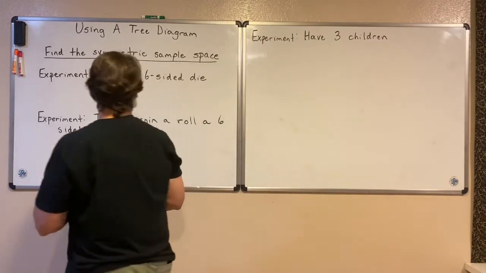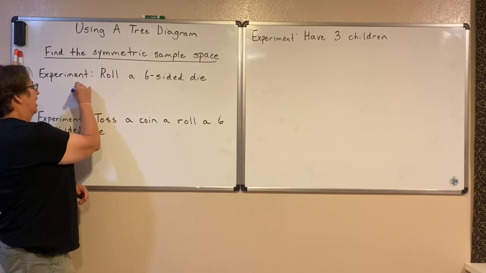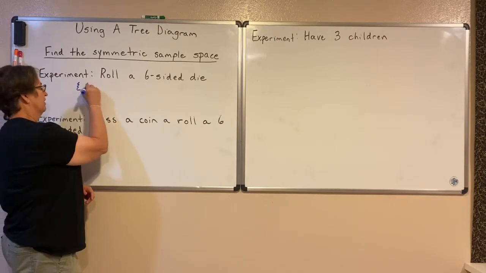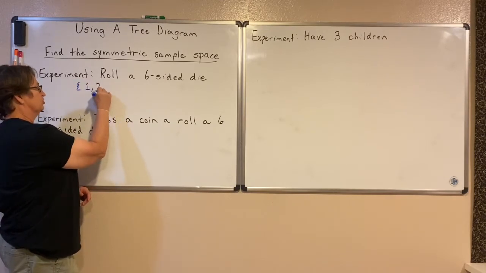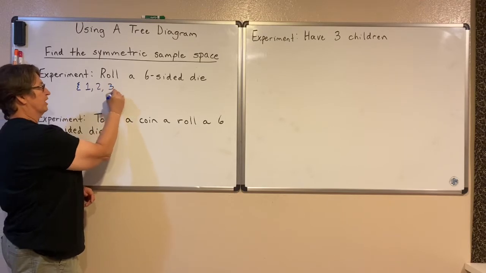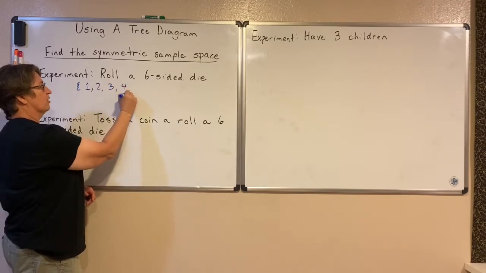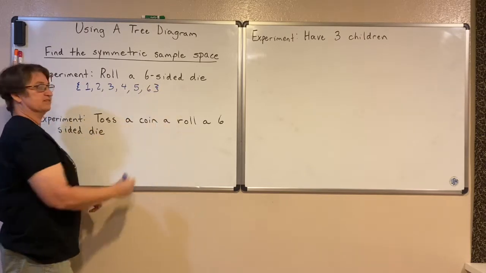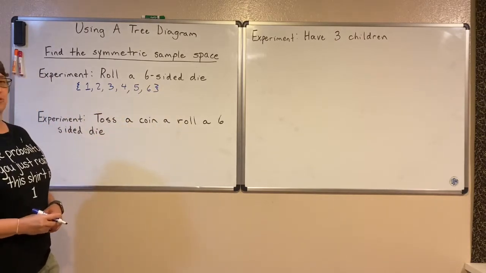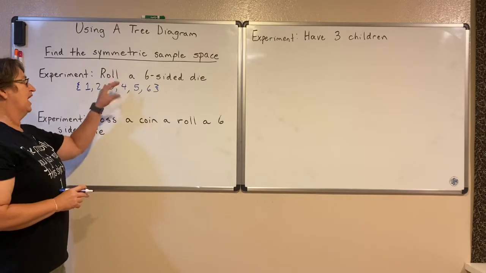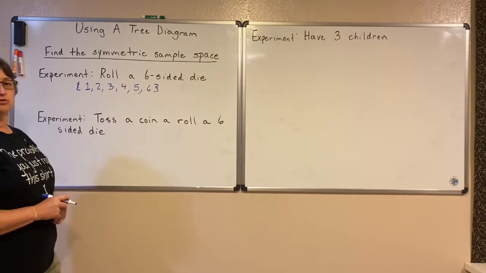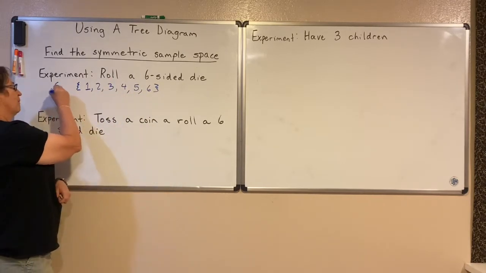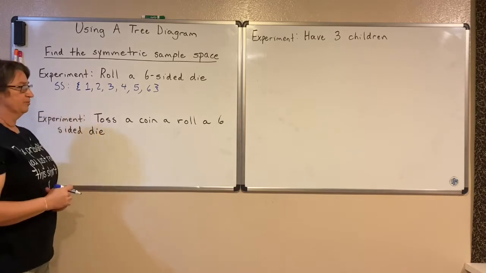So if I roll a six-sided die, I could roll a 1, I could roll a 2, I could roll a 3, I could roll a 4, I could roll a 5, and I could roll a 6. So the sample space of rolling a six-sided die is 1, 2, 3, 4, 5, 6. Those are all the possible outcomes.